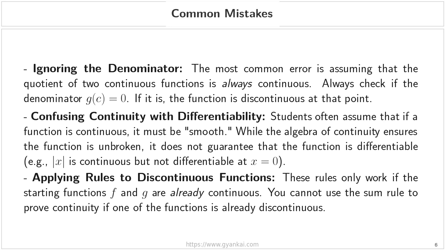Finally, be careful about applying these rules to functions that are already discontinuous. It is important to remember that these algebraic properties only hold if the starting functions, f and g, are already continuous at the point in question. You cannot use the sum rule to prove that a combined function is continuous if one of the individual components is already discontinuous. Keep these warnings in mind as we move toward our final summary of the key takeaways.